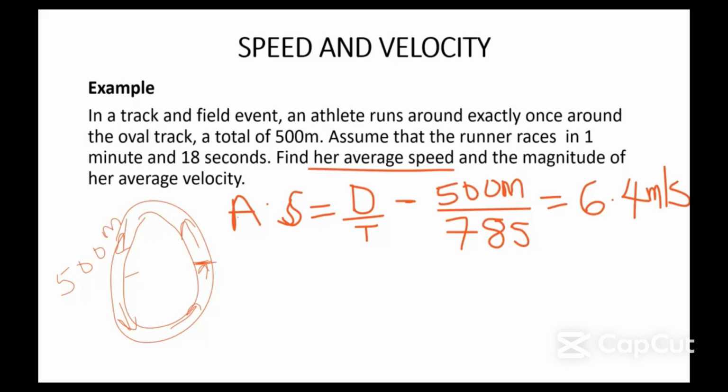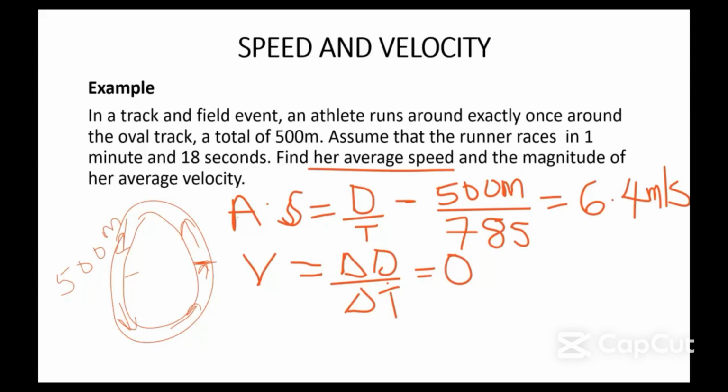The next one asks for the magnitude of her average velocity. So we're looking for the average velocity. Average velocity is the change in displacement over the change in time. Now, for the displacement, she started at the initial point at 0.